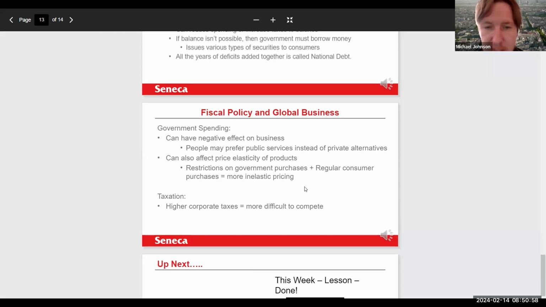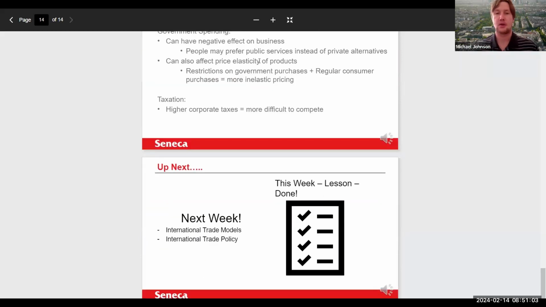So if you have higher corporate taxes, the economy will compete less. So we got through this.